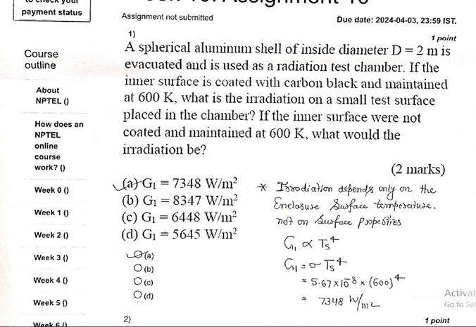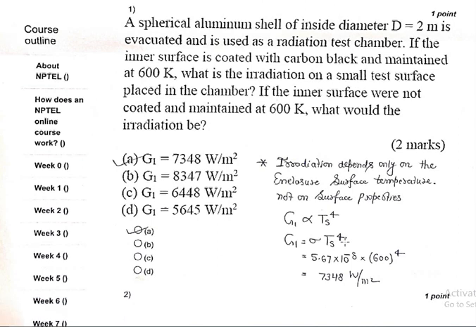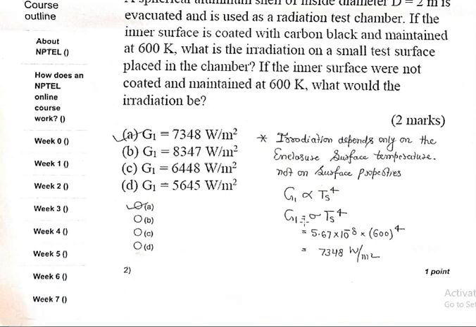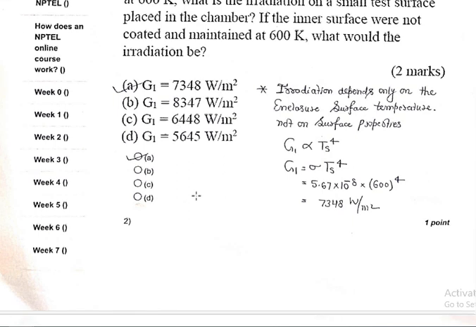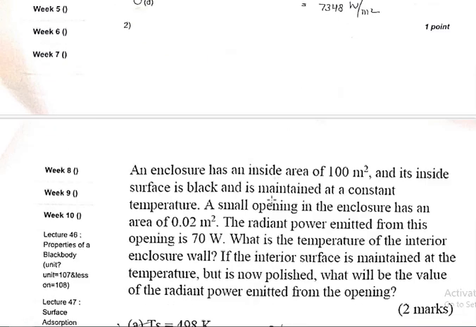So irradiation G is directly proportional to Ts, the surface temperature, to the power 4. So G1 is sigma Ts^4, where sigma is the Stefan-Boltzmann constant, 5.67 into 10 to the power minus 8. If you put all the values, you will get the answer 7348 watt per meter square. So answer 1 is correct for this question. Let's discuss question number 2.